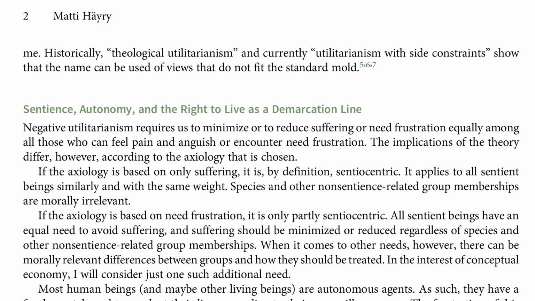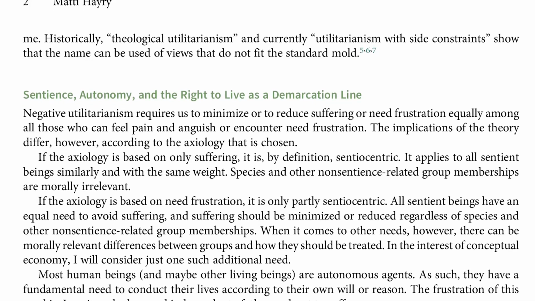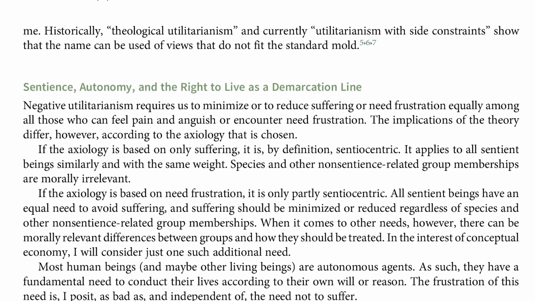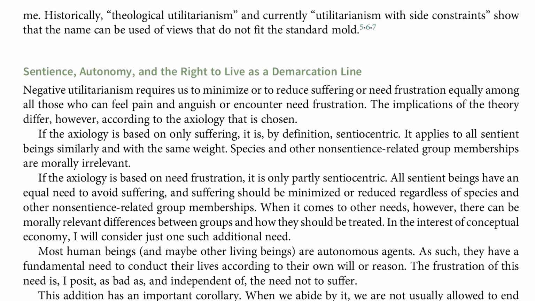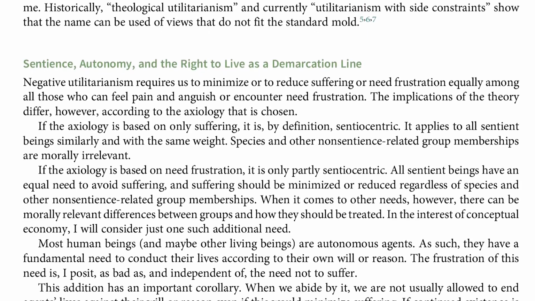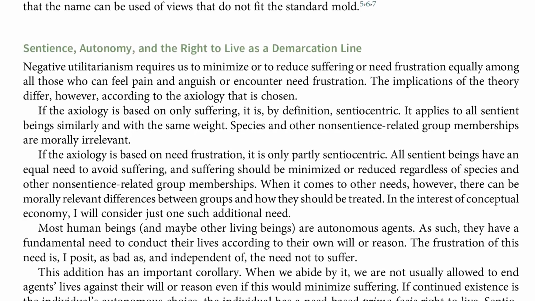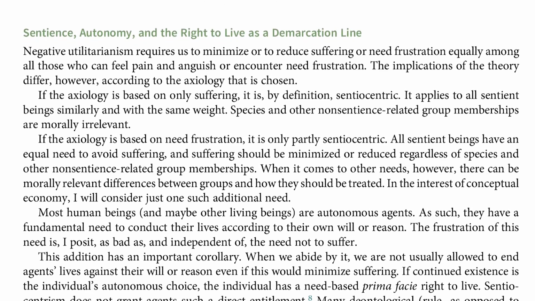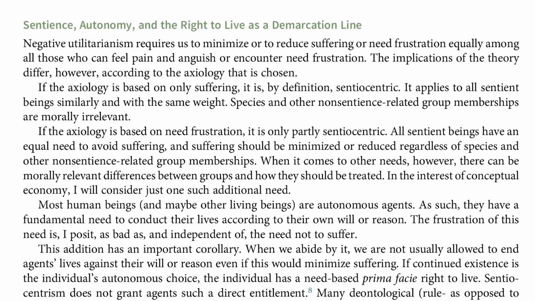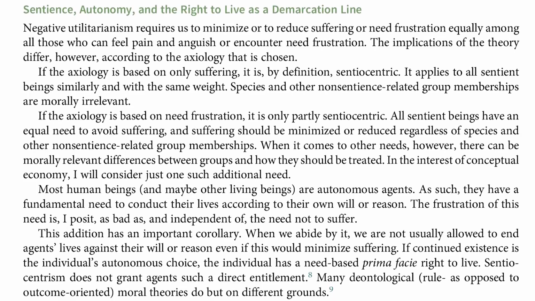Sentience, autonomy, and the right to live as a demarcation line. Negative utilitarianism requires us to minimize or to reduce suffering or need frustration equally among all those who can feel pain and anguish or encounter need frustration. The implications of the theory differ, however, according to the axiology that is chosen. If the axiology is based on only suffering, it is, by definition, sentiocentric. It applies to all sentient beings similarly and with the same weight. Species and other non-sentience-related group memberships are morally irrelevant.